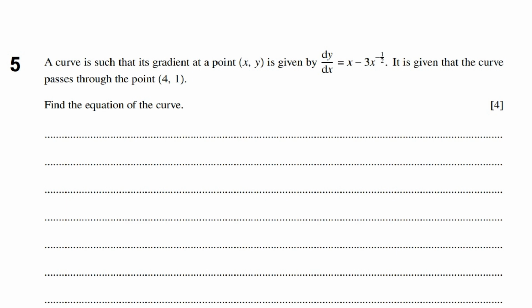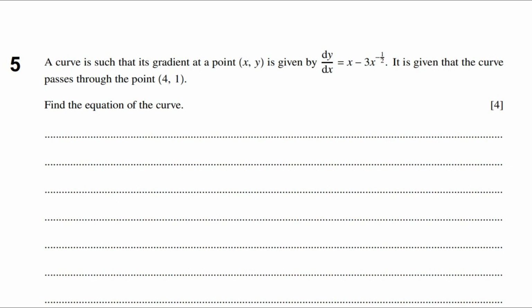Next, question number 5. A curve is such that its gradient at a point x comma y is given by dy by dx equal to x minus 3 multiplied by x power negative 1 over 2. It is given that the curve passes through the point 4 comma 1. Find the equation of the curve. Again, it is finding the equation of the curve.